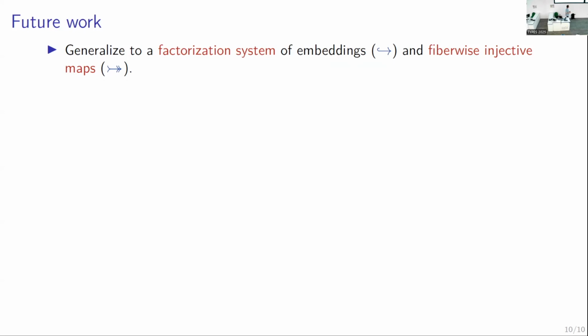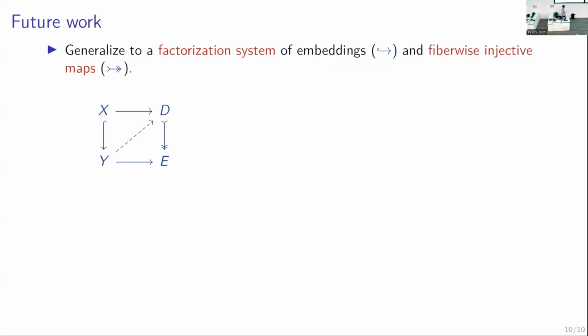And so the idea is to have a factorization system where, on the one hand, you have a class of embeddings, and on the other hand, you have a class of maps that I call fiber-wise injective, which just means that you take the maps such that all of the fibers are injective types, right? So for any map, I can look at a point, I get a type, and I ask for all of these types to be injective.